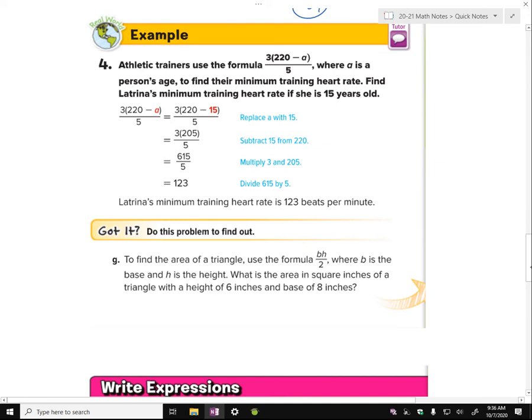So right now... I want to know my heart rate. All right, well, it doesn't want to do my heart rate right now. Okay.